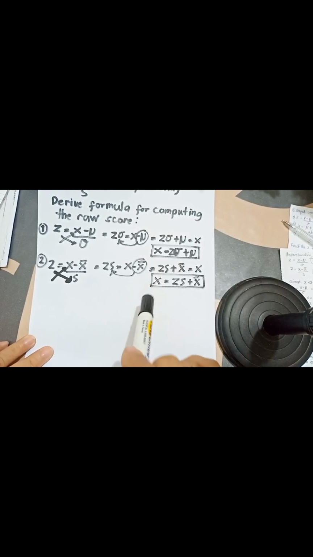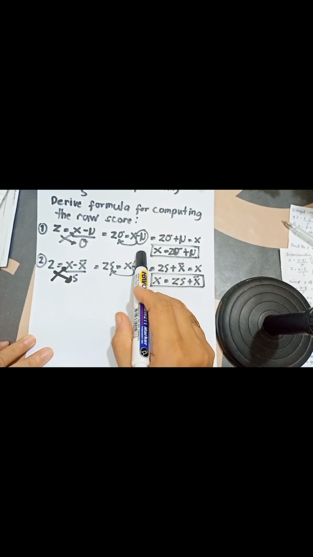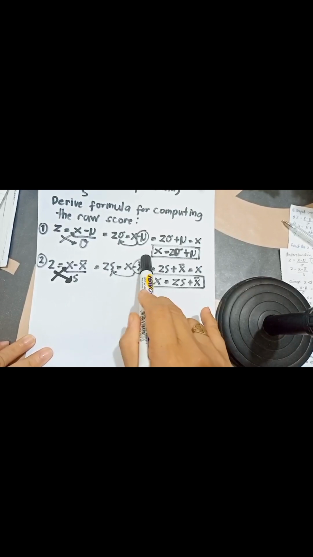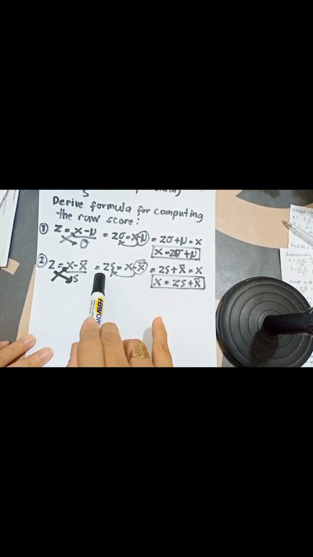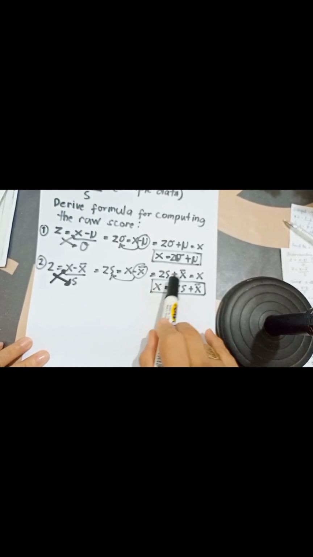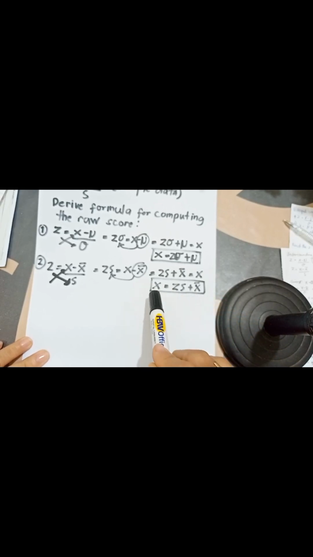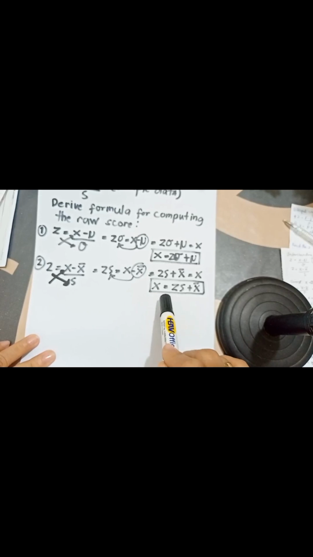Then to get the formula for finding x, we need to isolate x. That is why we need to transpose x bar to the left side, and it will become zs, or z score times standard deviation, plus x bar is equal to x. So the formula for finding the raw score of a sample data is equal to zs, or z score times standard deviation, plus x bar.